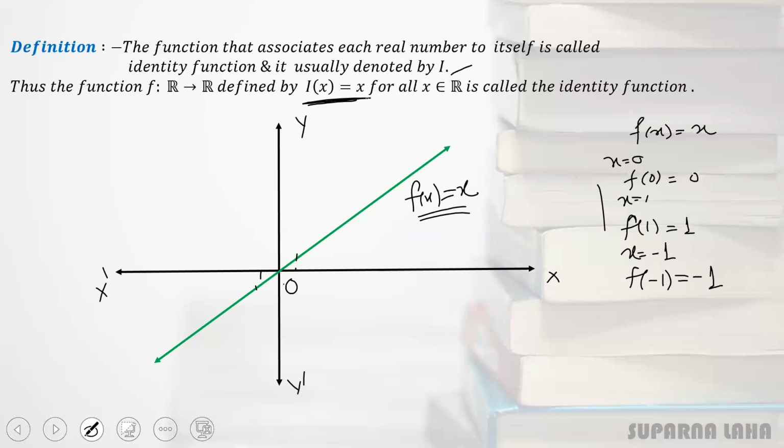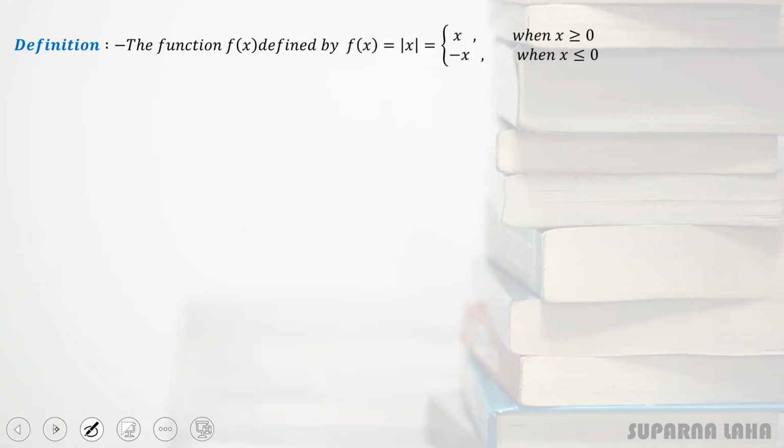So moving to the next category, this is the modulus function. We already used some mod functions and some properties of mod functions. Now let's talk about what a mod function is. If we go through the definition: the function f(x) defined by f of x equal to mod x. For x greater than or equal to 0, it is x. For x less than or equal to 0, it is minus x. So we call this a modulus function.